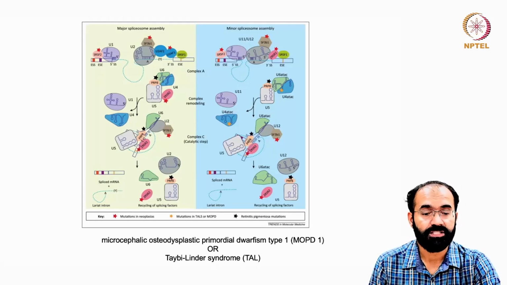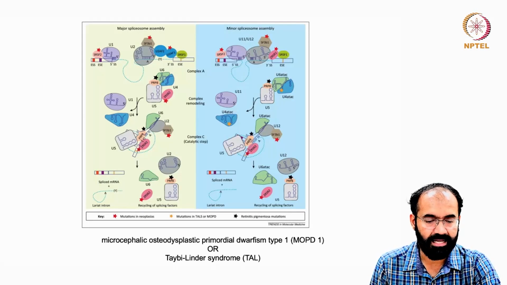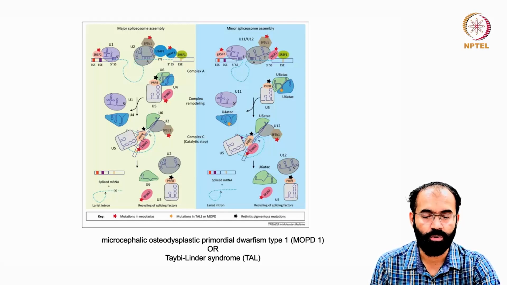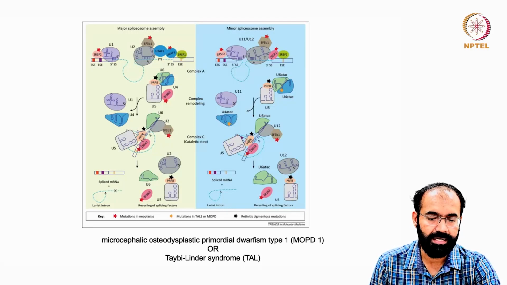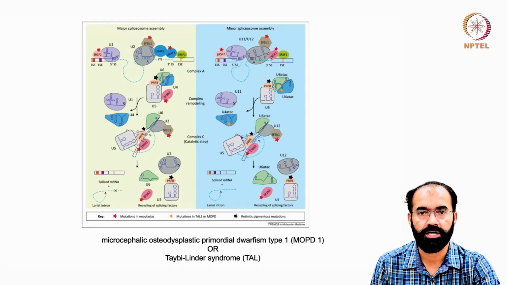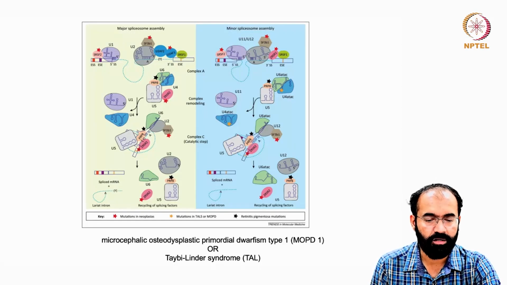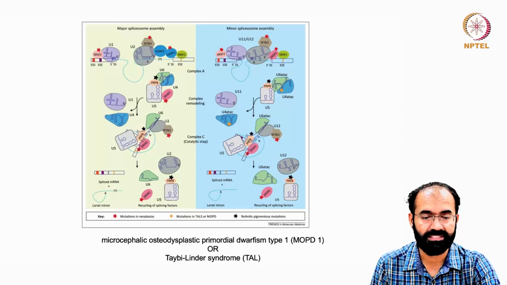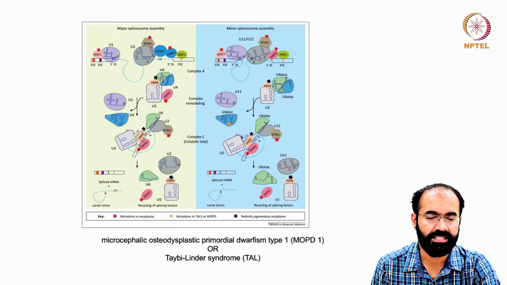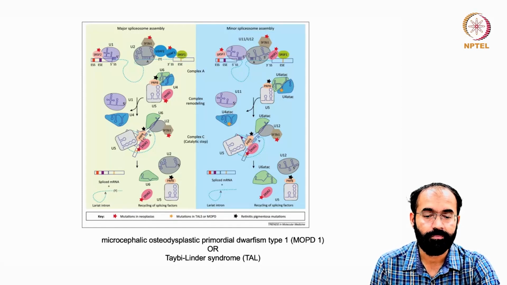So many disorders can come. One such example is microcephalic osteodysplastic primordial dwarfism type 1, MOPD1, or Taybi-Linder syndrome, mentioned as TALS. They can come because of a defect in the minor spliceosomal assembly. The major spliceosomal assembly is shown here, and this is the minor spliceosomal assembly.